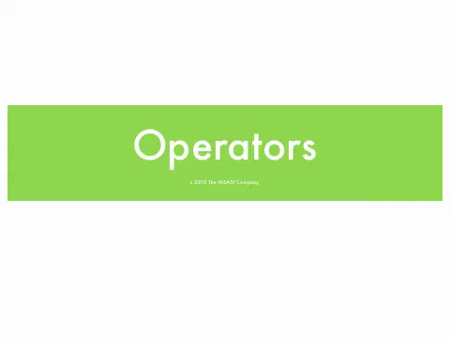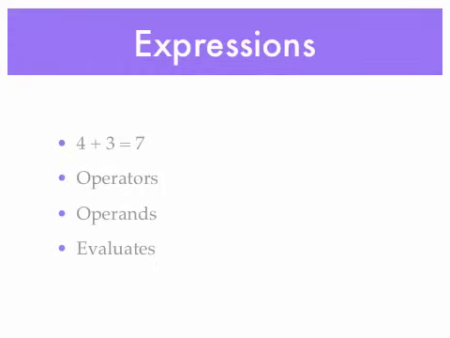All right, let's look at operators in Java. Now, when we create an arithmetic or a mathematical expression, like 4 plus 3 equals 7, we use operators and operands, and know that it evaluates to a value. In this example of 4 plus 3 equals 7, we have a single operator, and that's the plus sign. We're adding these two numbers together. Our two operands are the numbers 4 and 3, and we know that this expression evaluates to the value 7.